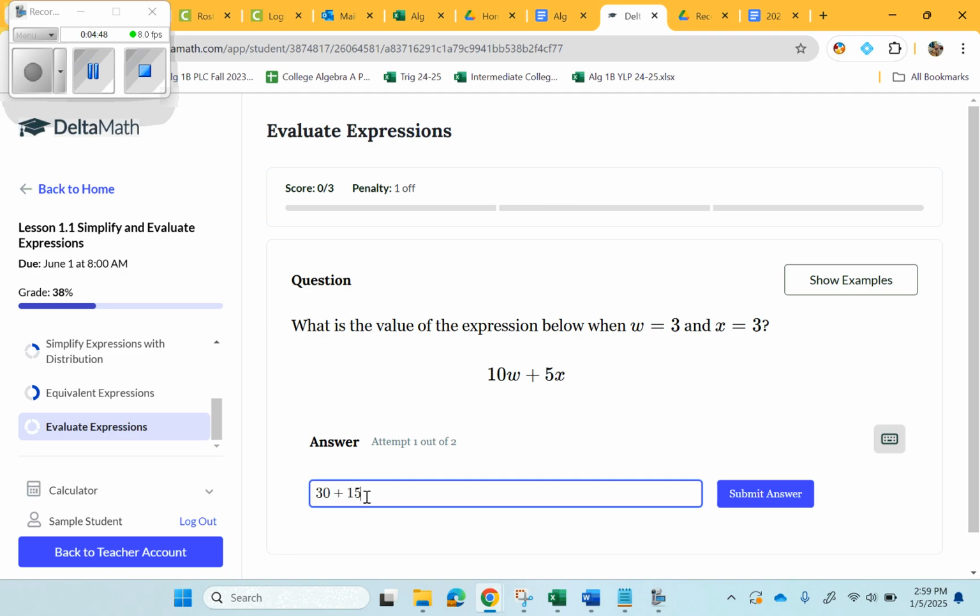So again, notice, don't make the same mistake I did. Notice that we're replacing the variable with the number. So 10 times 3 is 30. 5 times 3 is 15, and then we're going to add that together. 30 plus 15 is 45. Okay.